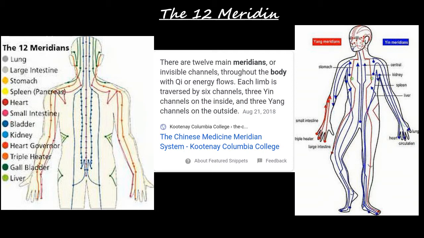Each limb has 3 yin on the inside and 3 yang on the outside. The yin of the arm are the lungs, heart, and the heart governor. The yang of the arm is the large intestine, small intestine, and triple heater. The yin of the leg is the spleen/pancreas, kidney, and liver. The yang of the leg are the stomach, bladder, and gallbladder.